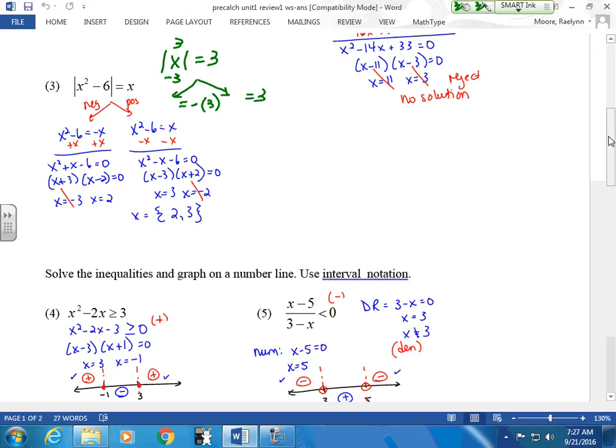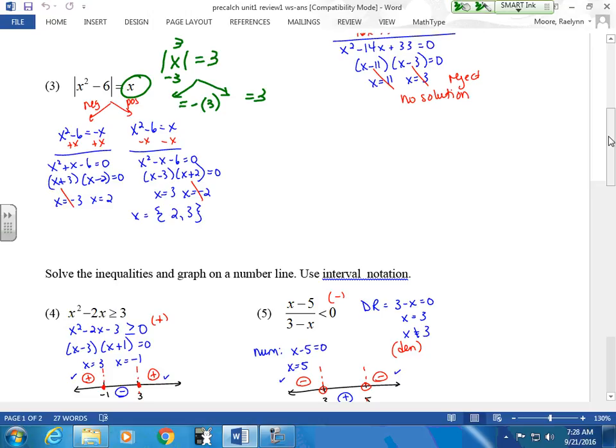So this is isolated. Give me the positive, give me the negative. Solve both, and don't forget to check. And doesn't always mean that a negative will not work. In this case, I cannot put a negative on that side, right? So anything with a negative in this case will not work.